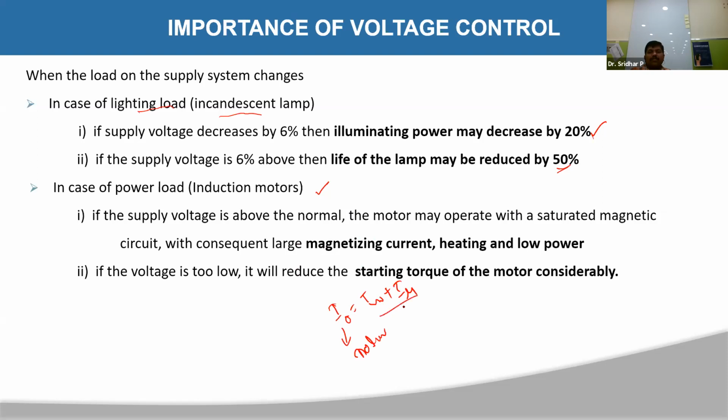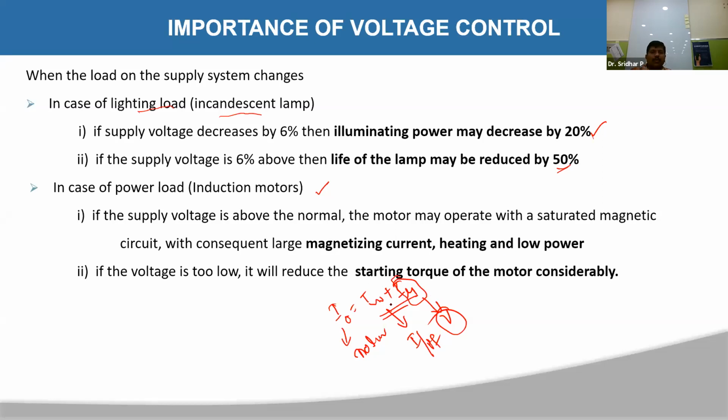So this magnetization current depends on the voltage. The working component current depends on the current and the power factor. Now this voltage determines the magnetization current. If the voltage is not maintained properly, the magnetization current will also differ drastically. So heating and low power, so many things will be there.